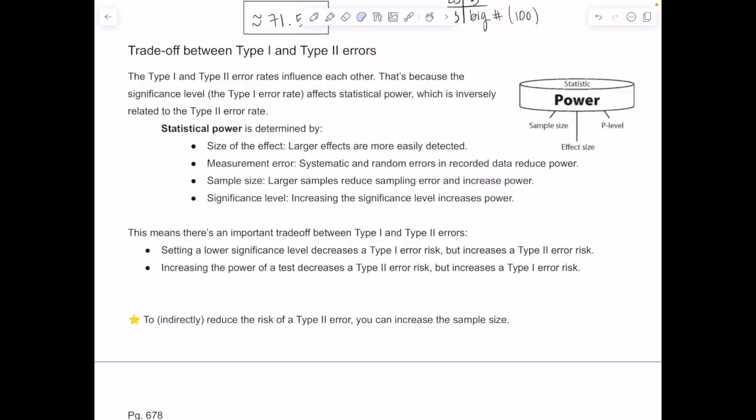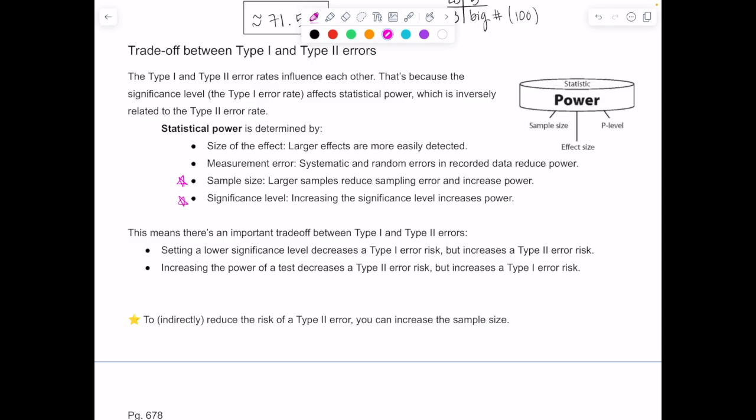So there are some trade-offs between a type 1 and type 2 error, since the error rates influence each other. That's because the significance level, the type 1 error rate, affects statistical power, which inversely is related to the type 2 error rate. And statistical power is determined by a couple things: size of the effect, measurement error, sample size, and significance level. The most important ones are sample size and significance level. So larger sample sizes reduce sampling error and increase power. Increasing our significance level increases the power as well.